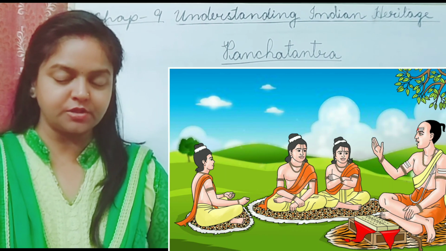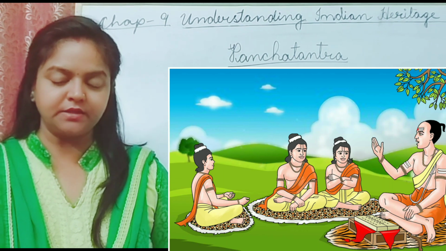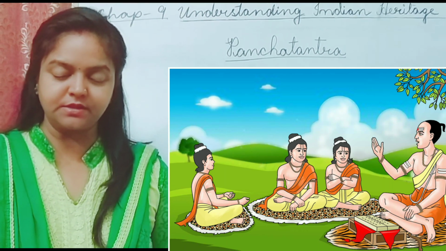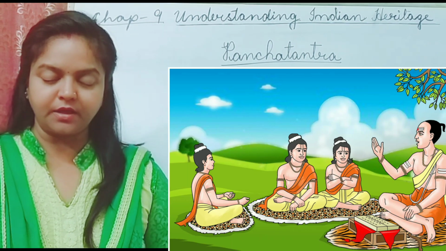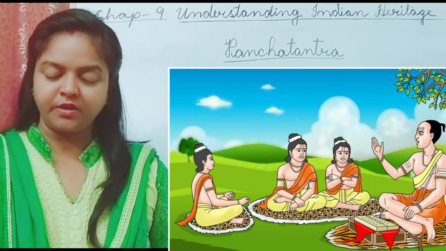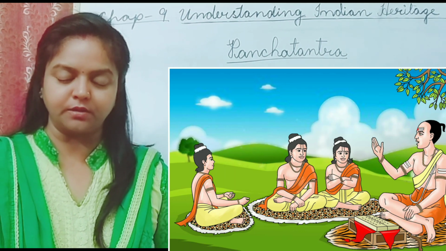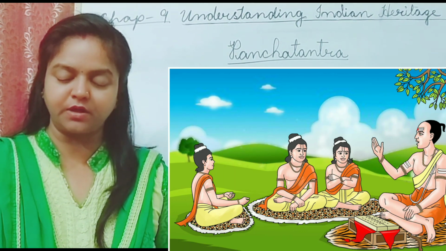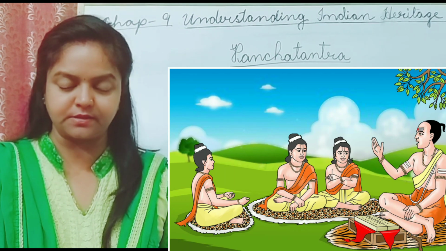Let us read about it. Panchatantra was written by Vishnu Sharma. It is a collection of animal fables. It contains the story of King Sudarshan. The king had 3 sons. The king himself was a scholar and powerful ruler, but his sons were uneducated. The king wanted to educate his sons.